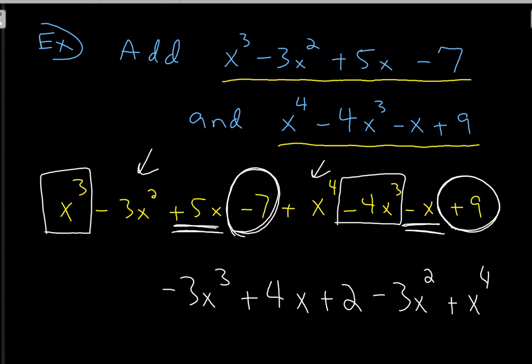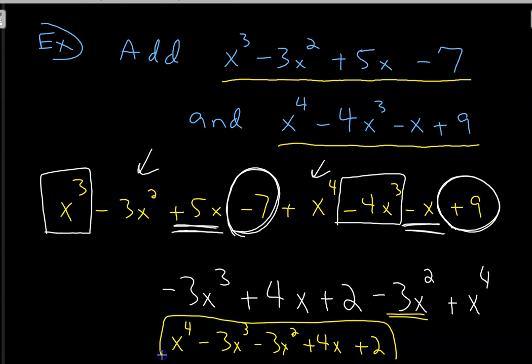It should be written as x to the fourth. And the next exponent down is x to the third, so it becomes negative 3x to the third. After x to the third, the next exponent is x squared, so it's negative 3x squared because of this one here. After the x squared becomes 4x, because x to the first is the next exponent down. And after x, there's no x's left, so the last number is the plus 2. So our final answer is here.